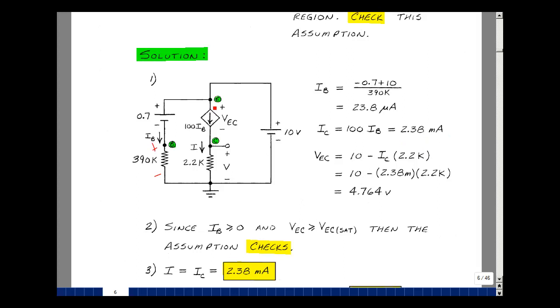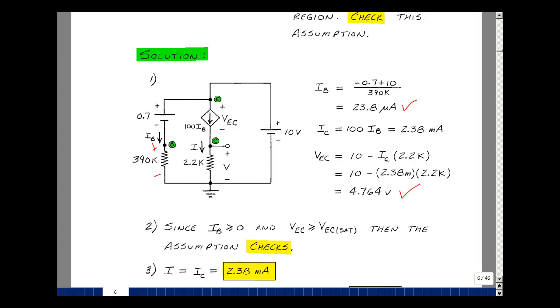And now I'm going to solve for the voltage across here. This node voltage is 10 volts. And then this node voltage is just the current times the resistance. But the current in here is the collector current, which is 100 times I sub B, which we found to be 2.38 milliamps. 2.38 milliamps times the resistor of 2.2K, subtracted from 10 volts is 4.764. Since this is greater than or equal to 0, that checks. And because this is greater than or equal to 0.2 volts, that checks.